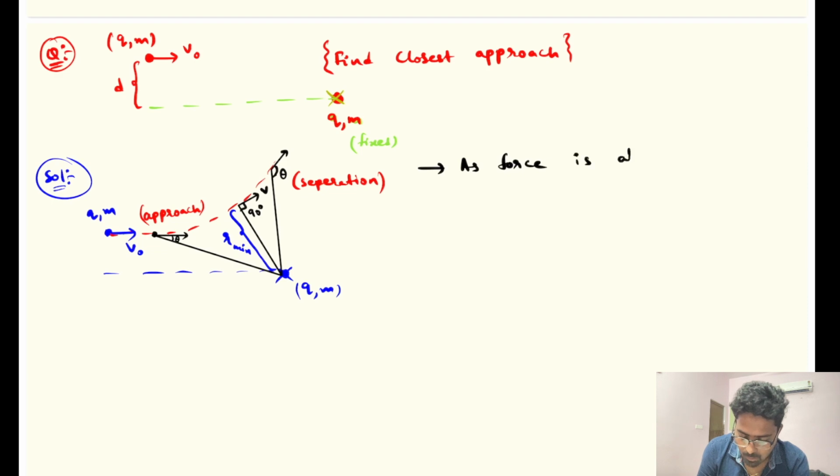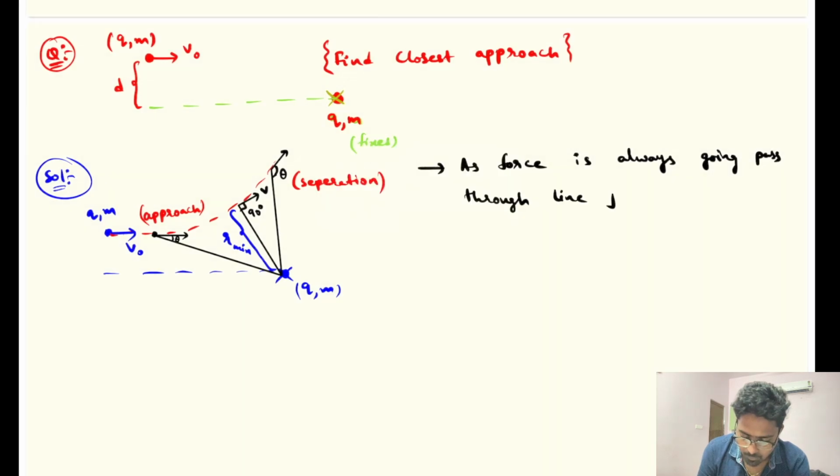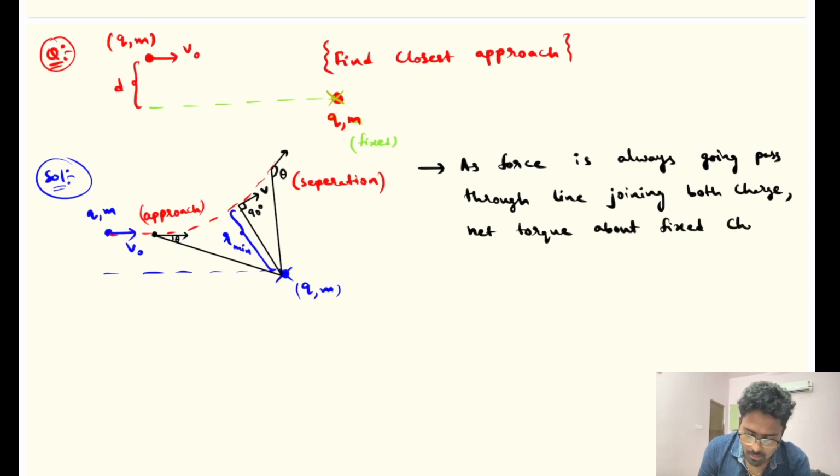force is always going to pass through the line joining both charges, so net torque about the fixed charge is 0, as the force passes through it.